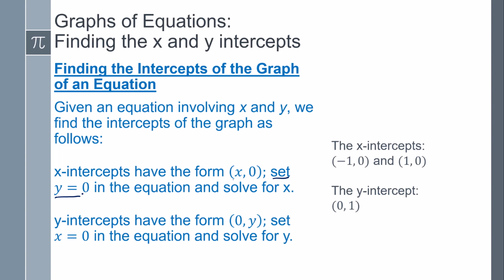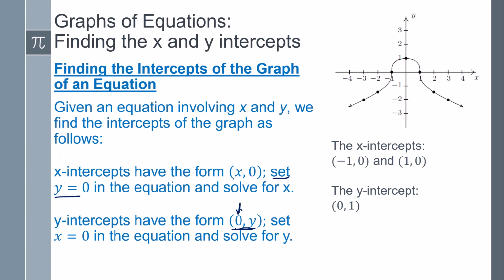And likewise, to find the y-intercept, we write it in this form. Notice the x value is 0, so we set the x equal to 0 and we solve for y. And then graphically, we can just look at it and determine it. So graphically, these two values right here, those are my x-intercepts, so (-1, 0) and (1, 0). And my y-intercept is here, which is going to be (0, 1).